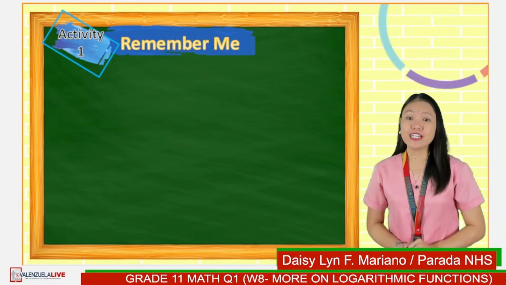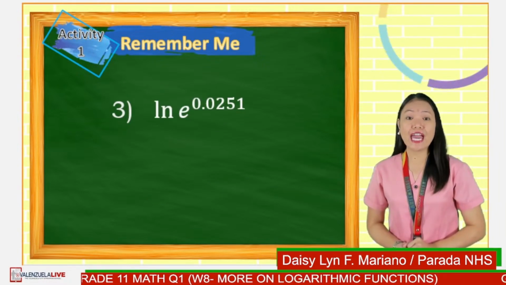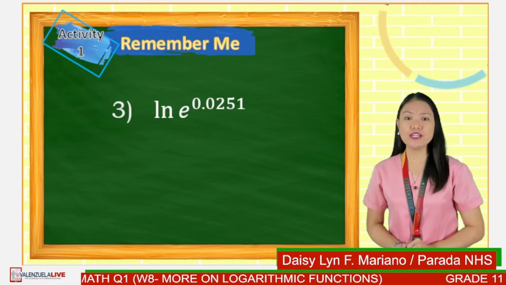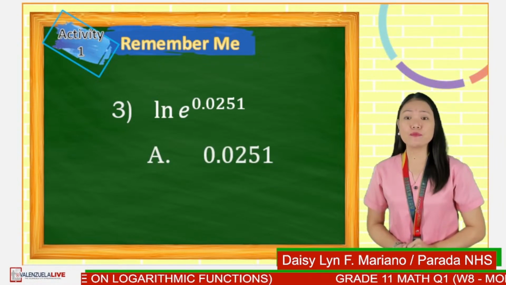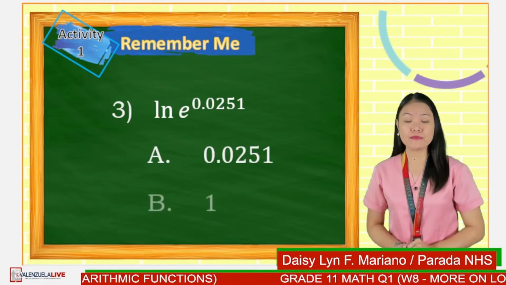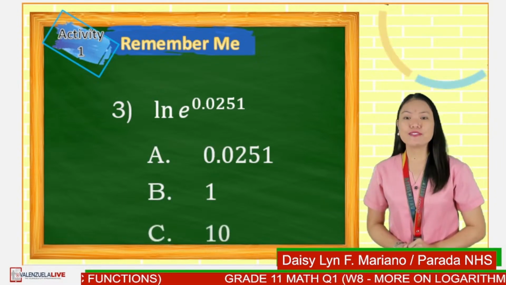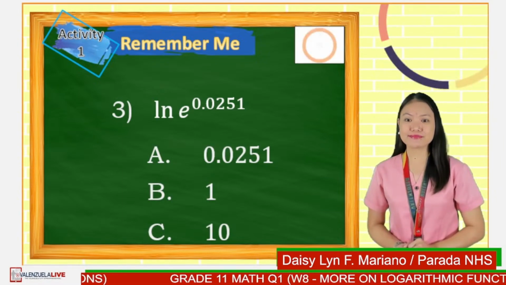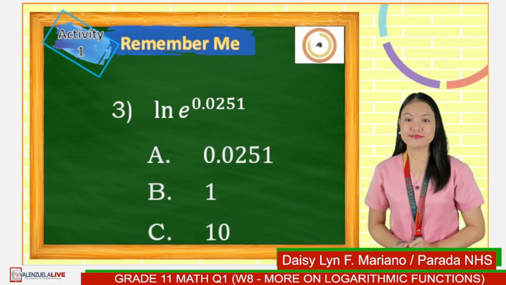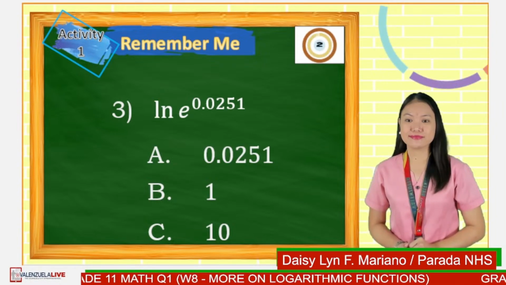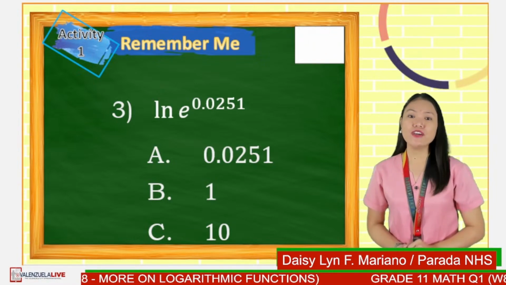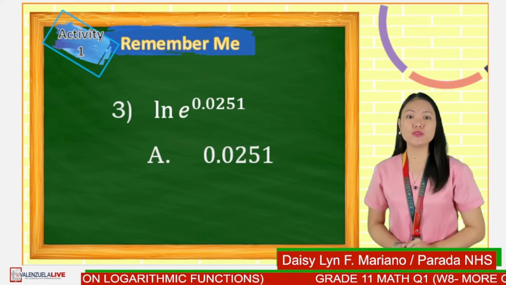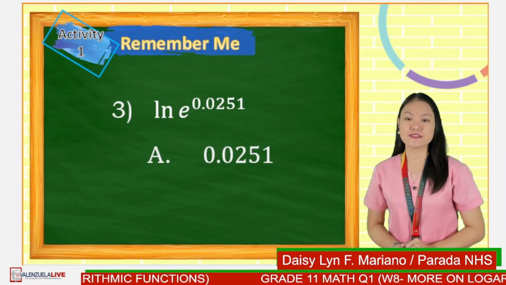Number 3. Determine the value of ln of e raised to 0.0251. A, 0.0251. B, 1. C, 10. 5 seconds, go. Time's up. If you answered A, 0.0251, you are correct.